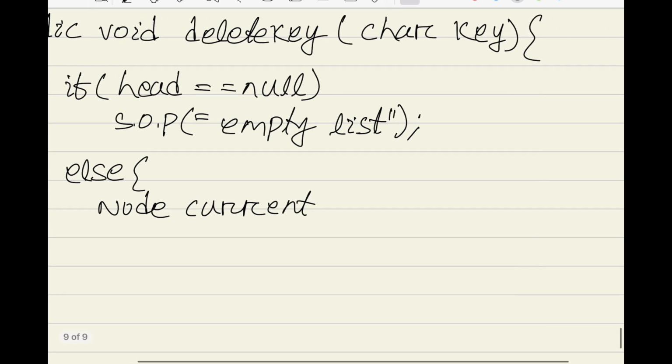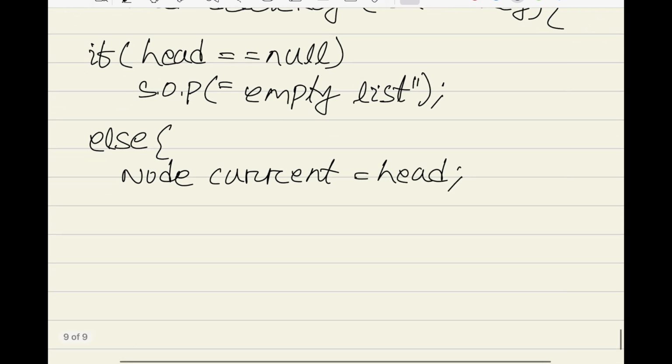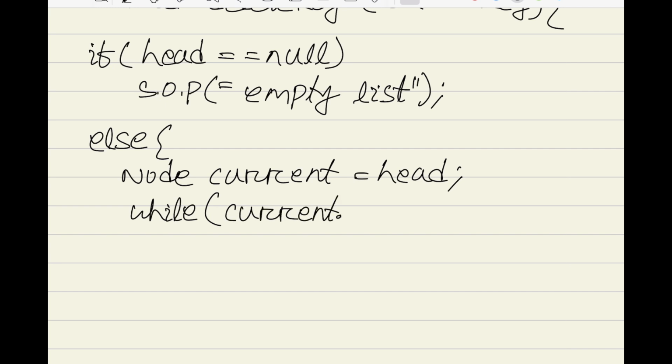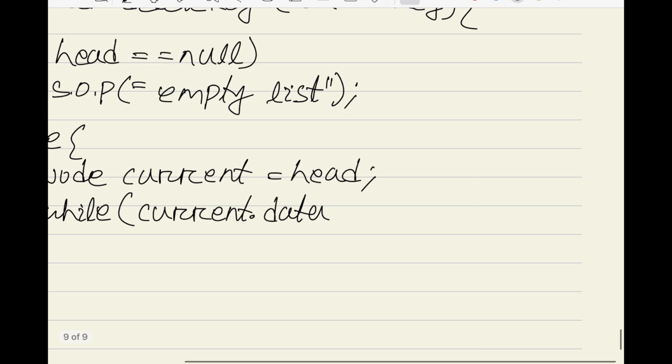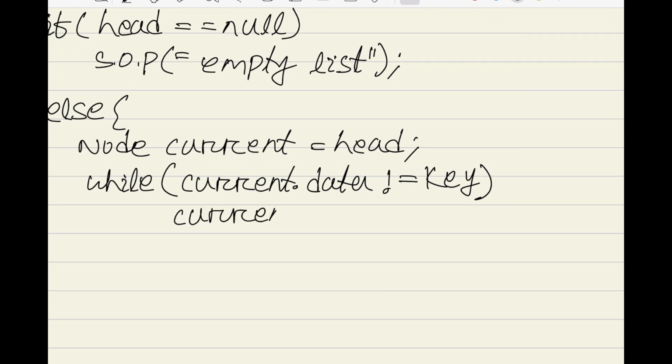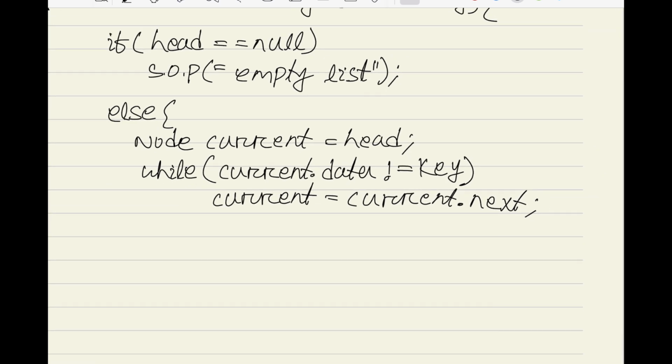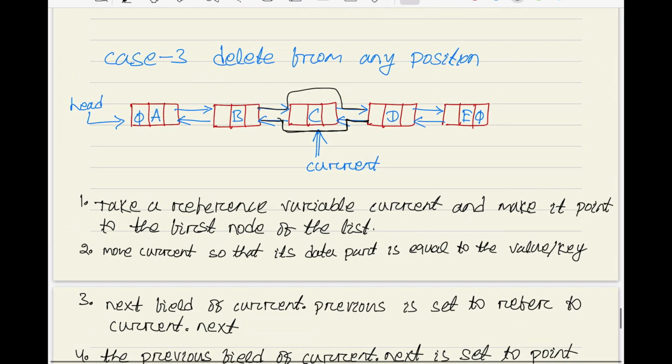node current equal to head, then we move until we find the key value that we want to delete. So, while current dot data not equal to key, we can write current equal to current dot next. Now, when the loop terminates, the value of current refers to the node that we want to delete. Here we find the node that we want to delete and current refers to this one.